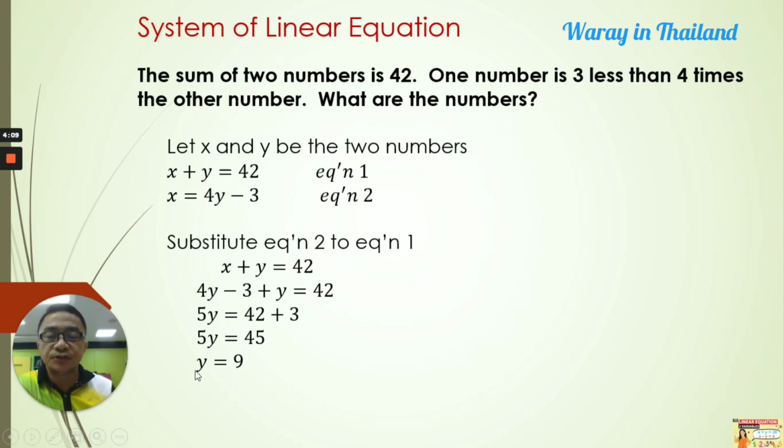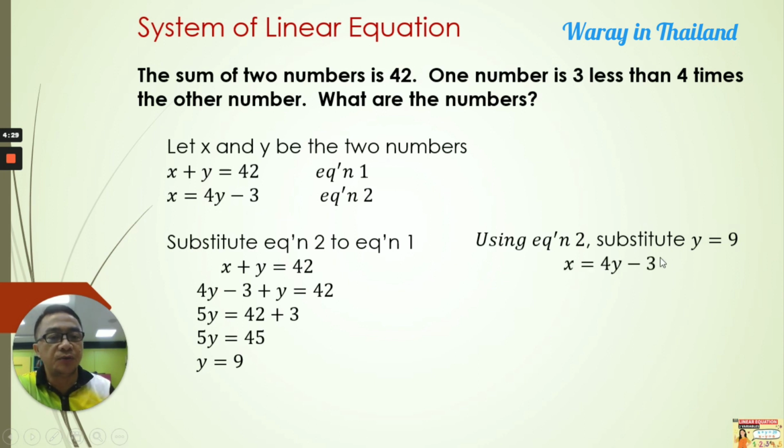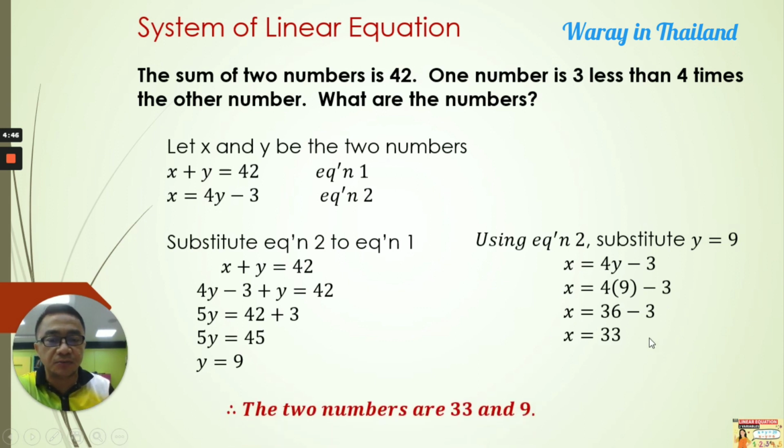Now we can use this value to figure out the value of x. So it's either that you will use equation 1 or equation 2 to find the variable x. For this time we're going to use equation number 2 because it's easier. You see, x equals 4y minus 3. So we have here equation number 2. We just simply substitute the value of y, which is 9. And there we go. 4 times 9 is 36 minus 3. That is 36 minus 3, or 33. So therefore we say that the values of the two variables x and y are 33 and 9.